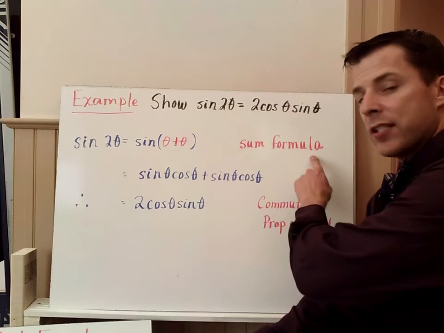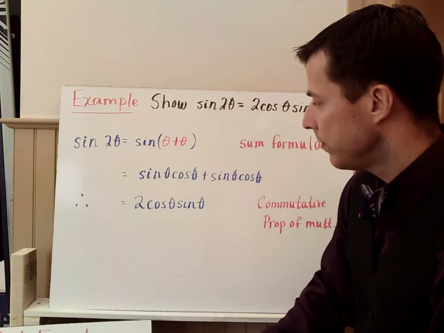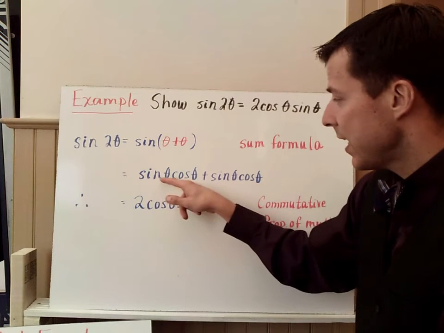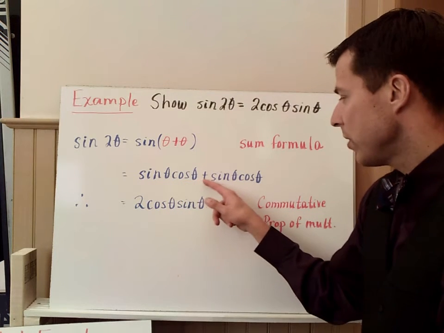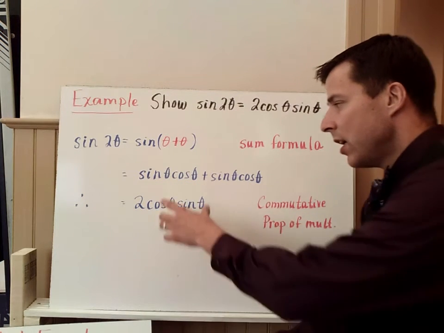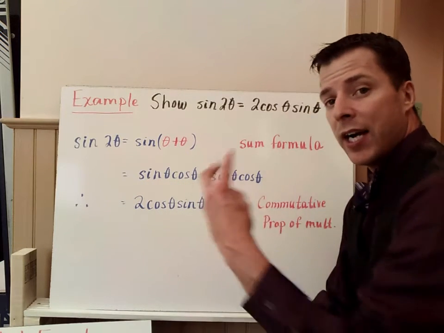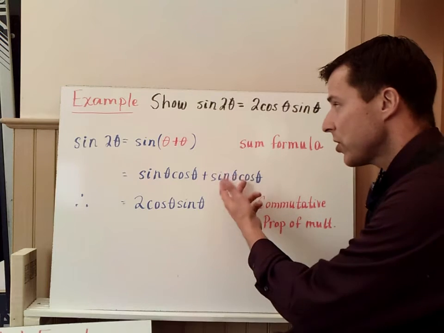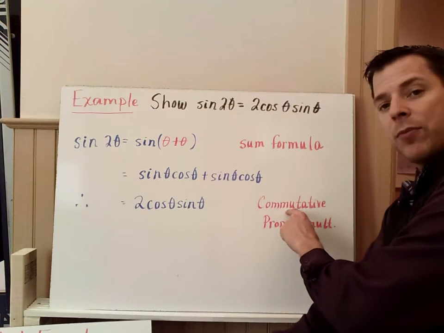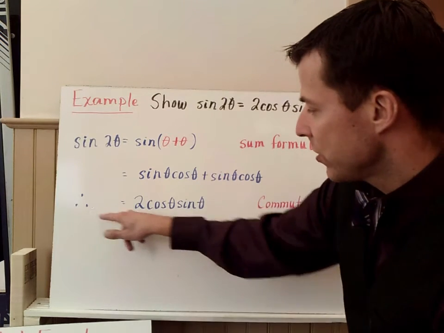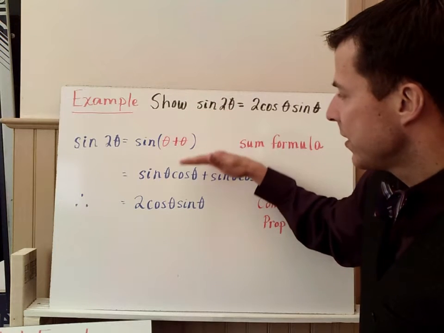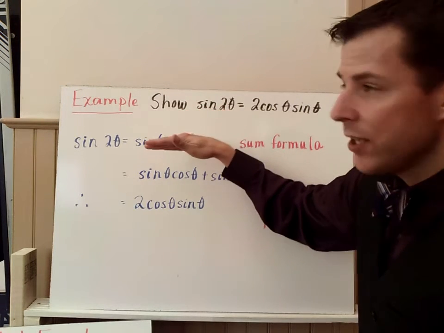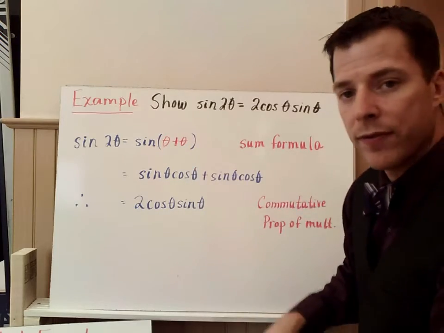And so now I'm going to use that sum formula from the previous video. So I go ahead and apply that sum rule. Okay, so I get sine theta cosine theta plus sine theta cosine theta. Look, they're the exact same term. I have 2 of them, so I get 2 cosine theta sine theta. I can switch their order to match this because of the commutative property of multiplication. So there's my proof. I can show these double angles by using the sum and difference formula from the previous video.